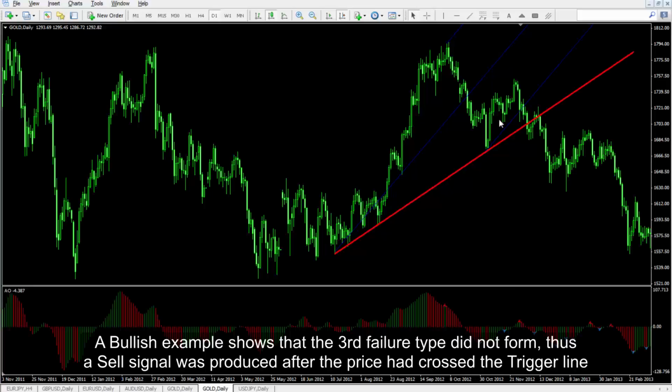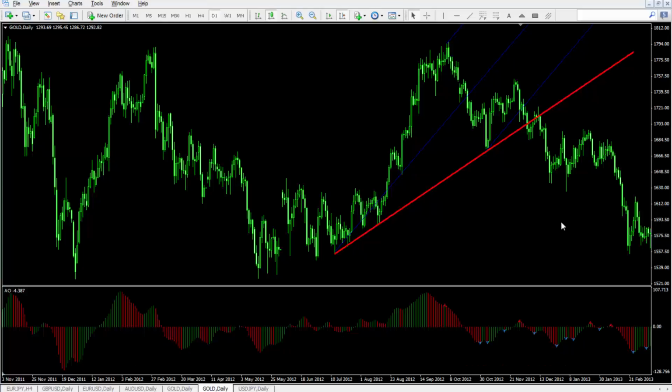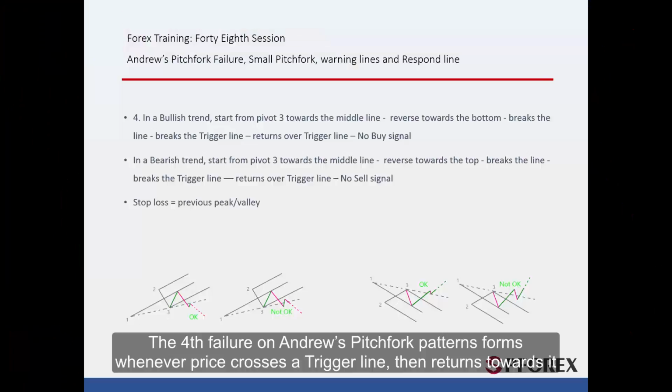A bullish example shows that the third failure type did not form. Thus, a sell signal was produced after the price had crossed the trigger line. The fourth failure on Andrew's Pitchfork patterns forms whenever price crosses a trigger line, then returns to it.